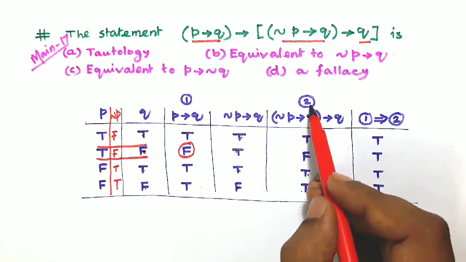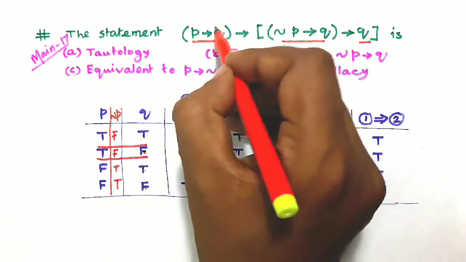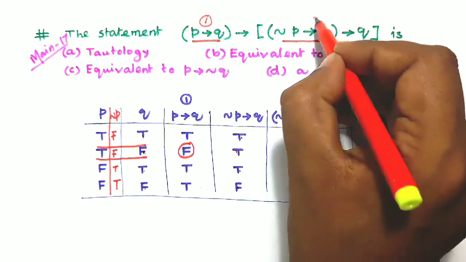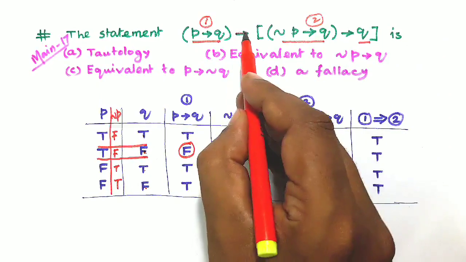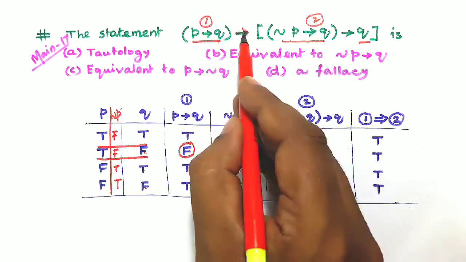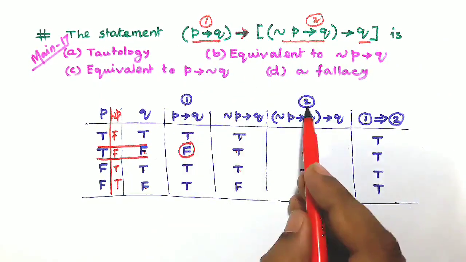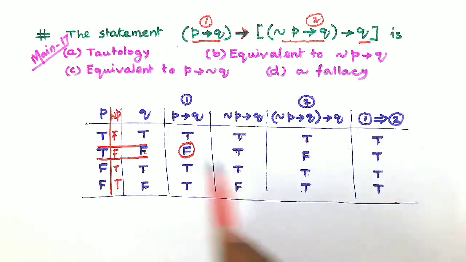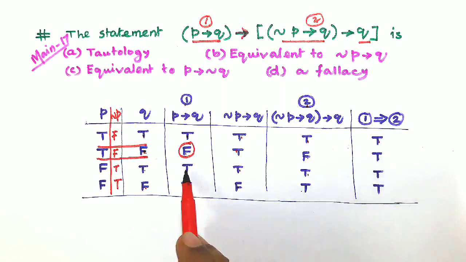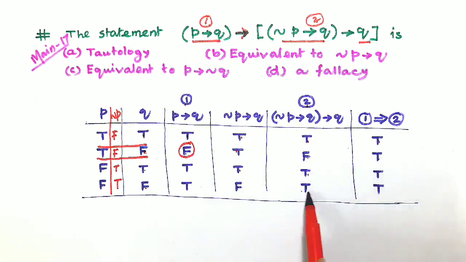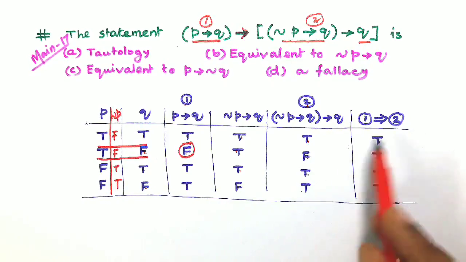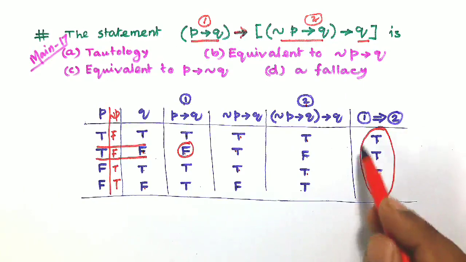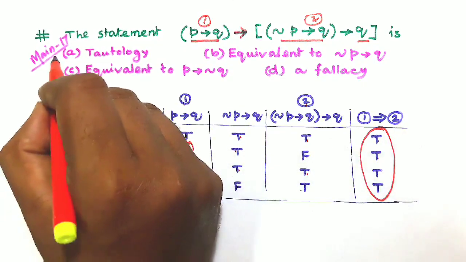Say column number 2, why we have written it: say this one is 1 and the total one is 2. So now there is an implication sign, 1 implies 2. So T implies T is T, F implies F is T, T implies T is T, T implies T is T, ordinary truth table. Now since all are true, this is a tautology. So our option is A.